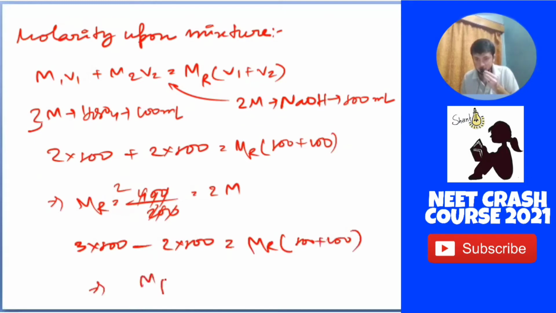So then molarity will be what? That is 100 by 200, right? Because 300 minus 200 will be 100. So it will come 1 by 2, that is 0.5 molar. So that's how we do molarity of mixture.